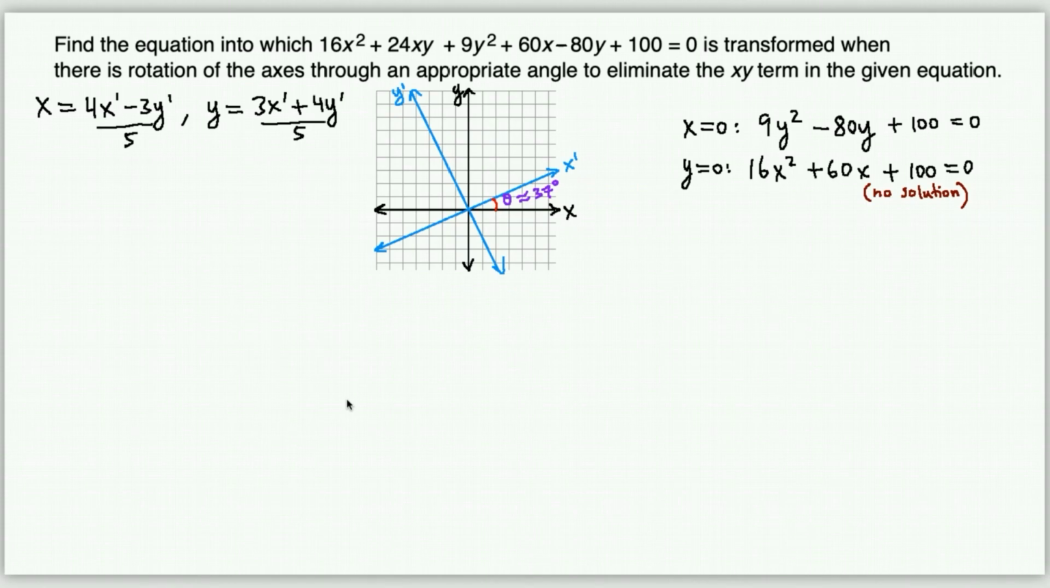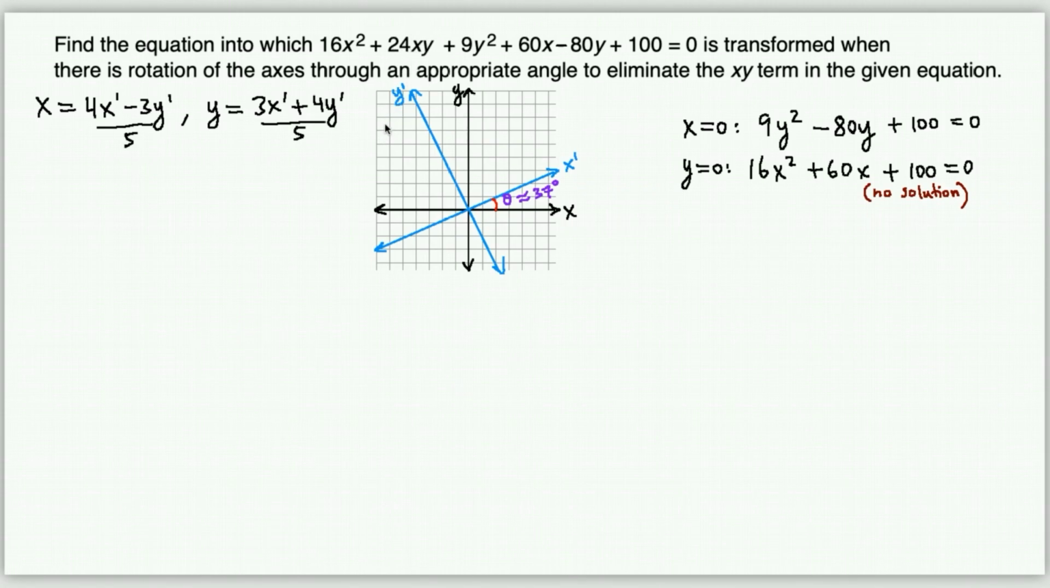In this example, we have to use the previously discussed equation 16x squared plus 24xy plus 9y squared plus 60x minus 80y plus 100 is equal to 0, and find the equation pertaining to the rotated axes, as you can see here. So the entire old axis system is rotated, and we discussed that the angle was about 37 degrees, in order to eliminate the xy term in the original equation.